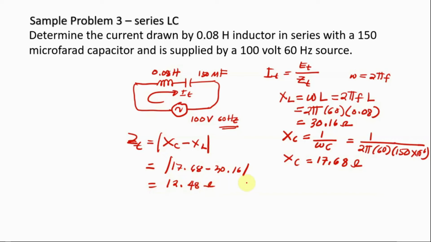So we take the positive value, or the absolute value, and right away we substitute it to our formula for getting the total current, which is 100 volts for our total voltage and 12.48 for the total impedance. Now this gives us an IT equivalent to 8.01 ampere. So this is what we are looking for.